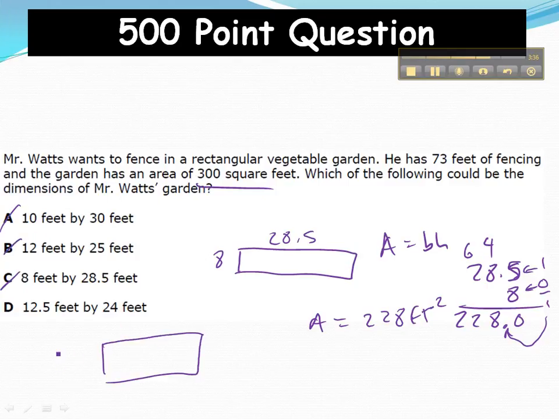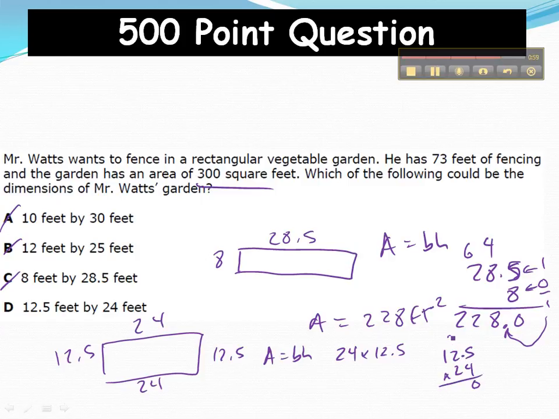Let's make sure. 12.5 by 24. Area equals base times height. So 24 times, actually, if I was doing 24 times 12.5, I'm multiplying decimals, I ignore the decimals, so it's like I'm multiplying 24 times 125. I would really set it up this way, and then deal with the decimal at the end.